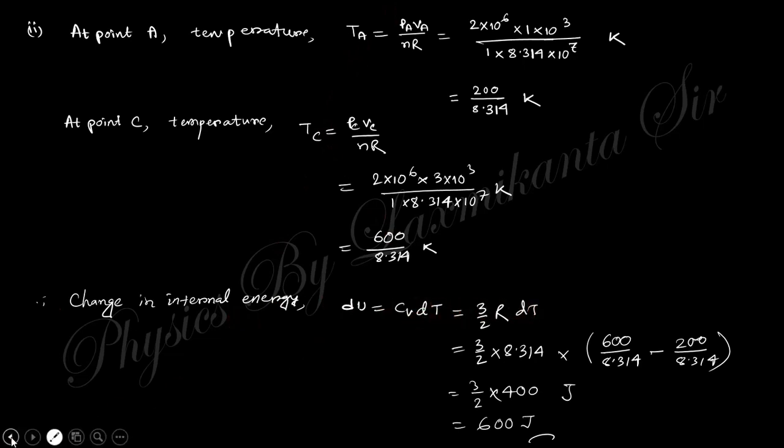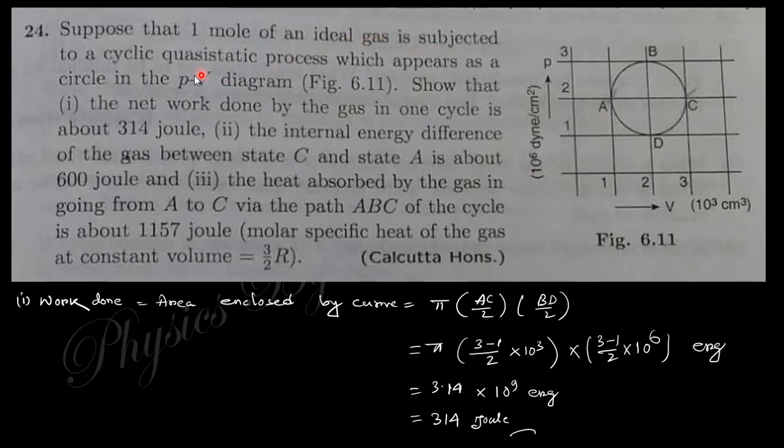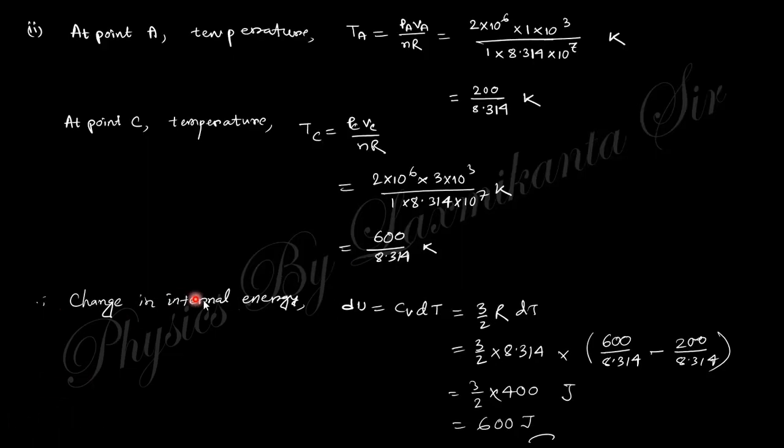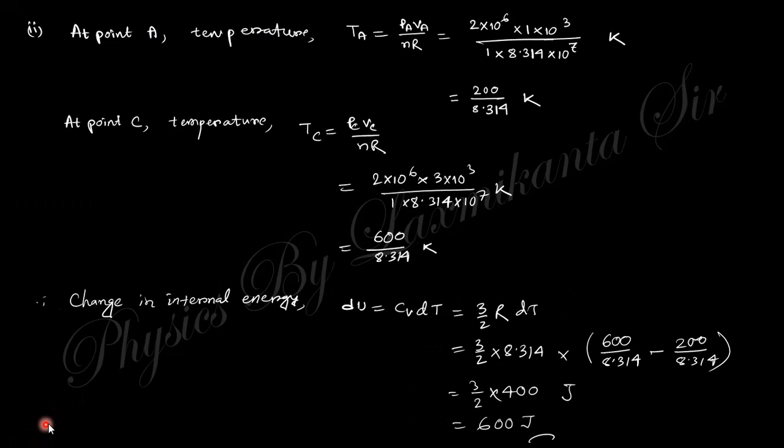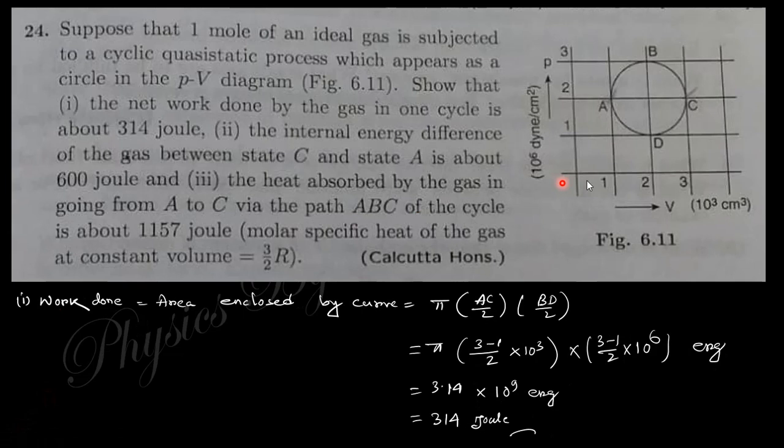And this is an ideal gas, 1 mole of ideal gas. So this is taken as a monoatomic gas, 3 by 2 R. Here Cv is given as 3 by 2 R. So use this 3 by 2 R dT, the temperature difference. Just taking this difference, you can see this 8.314 cancels out, and you will get 600 joule. So the internal energy change from A point to C point is obtained.